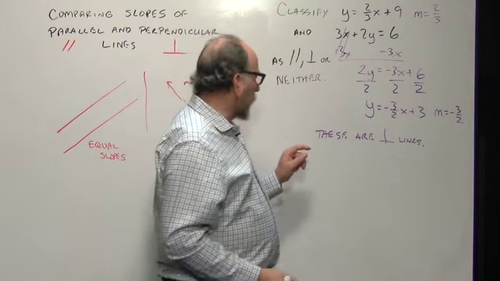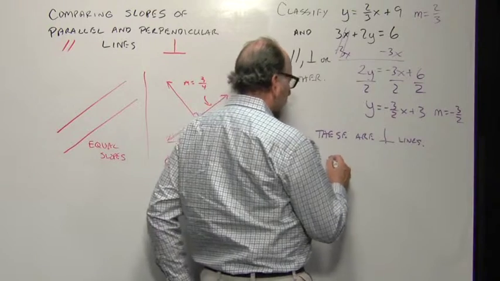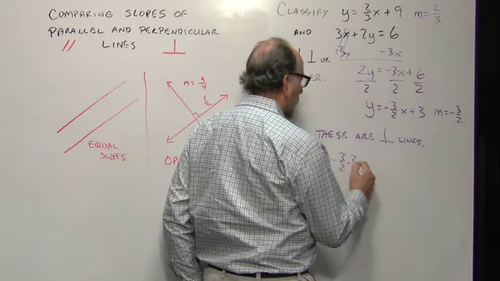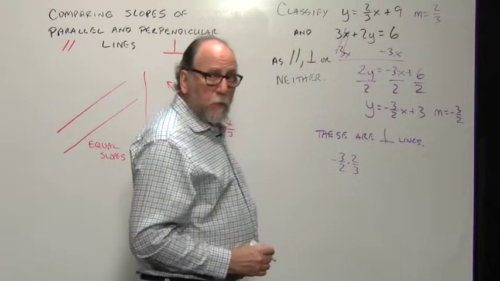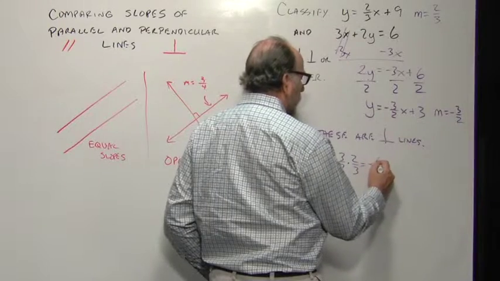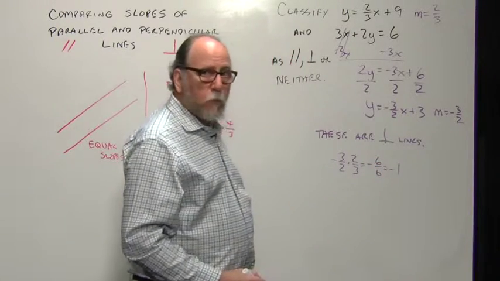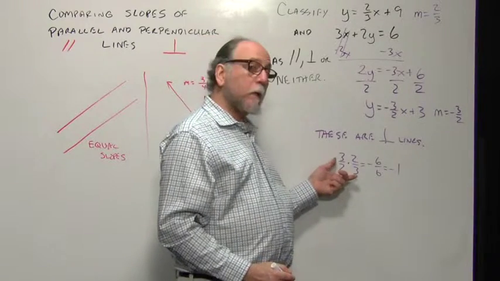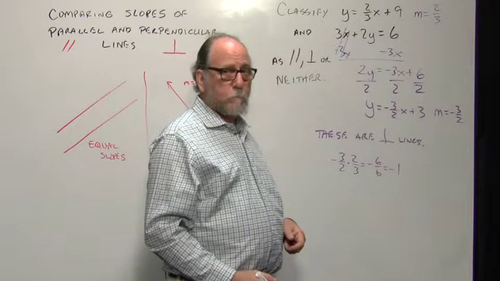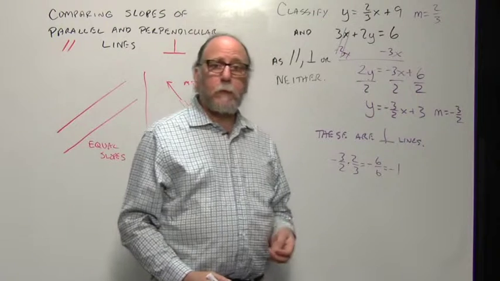One more thing that you can do when you have perpendicular lines to check is take the two slopes, negative 3/2 and 2/3 in this case, and multiply them together. This one equals negative 6 over 6, or negative 1. They should always equal negative 1. So you can take your calculator and try that and see if you get negative 1. Remember to put each fraction in parentheses on the calculator. Okay, and that's parallel and perpendicular lines.